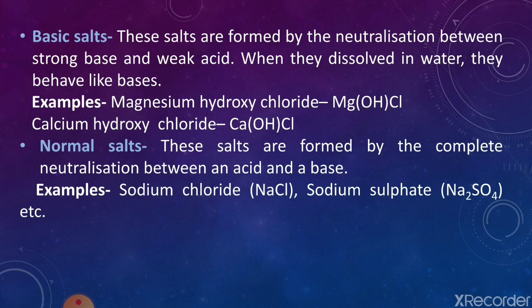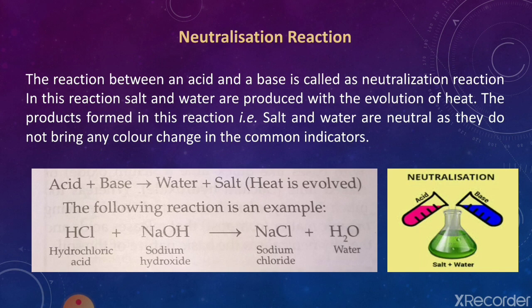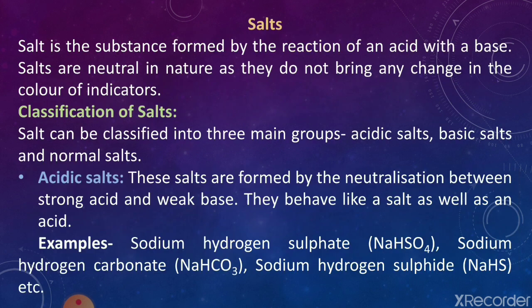So an example of this is sodium chloride. As we have studied here, sodium chloride is formed by the reaction between HCl and NaOH. Sodium chloride is the normal salt. HCl is a strong acid and NaOH is a strong base. They both react and completely neutralize each other in this reaction, forming NaCl, sodium chloride, which is a normal salt.